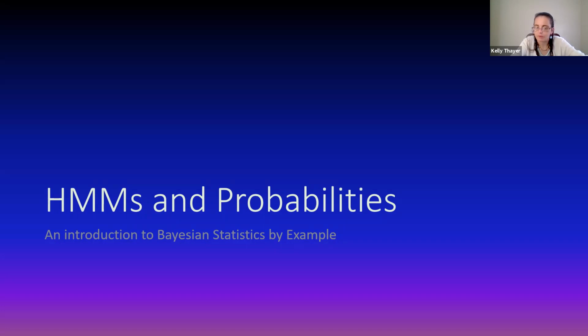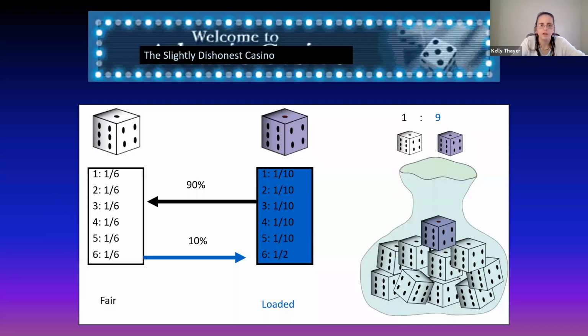You say, well, that seems a little bit odd. So we might postulate it as a Bayesian question by saying, what is the probability that this die is loaded versus what is the probability that this die is not loaded? And so we can compute those probabilities and then compare between them. This will become very important as we actually look at how hidden Markov models actually work. So, welcome to a slightly dishonest casino, where you may encounter loaded dice.